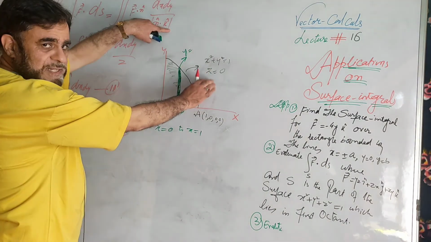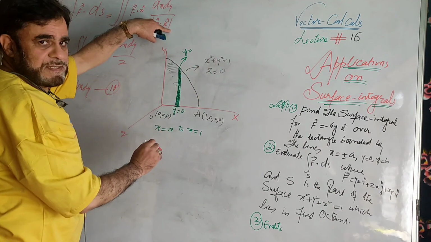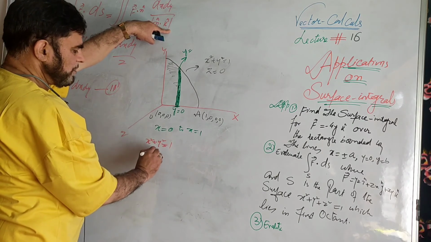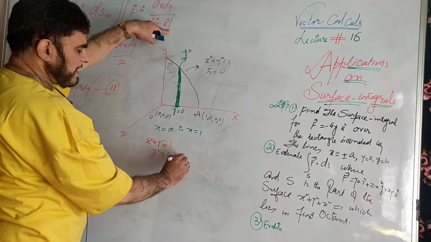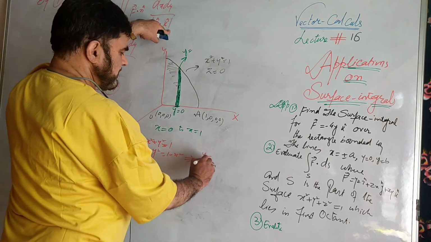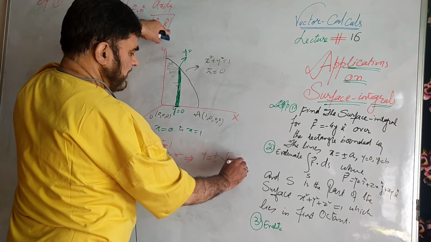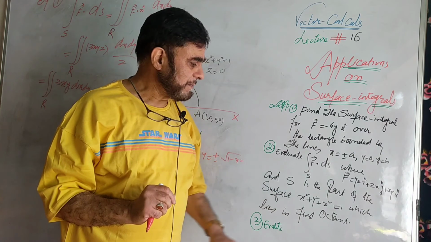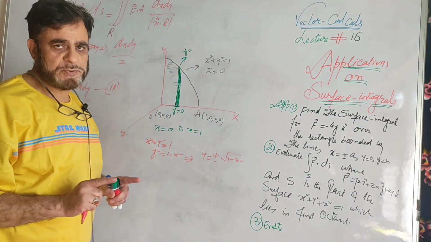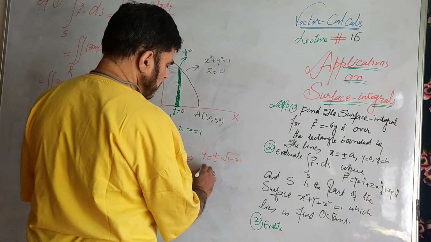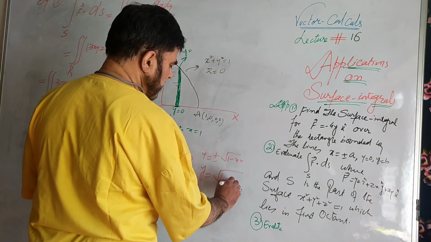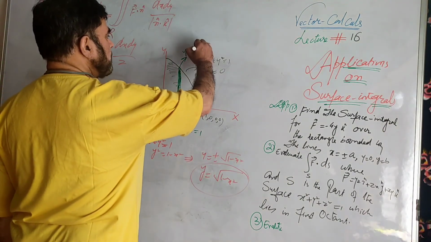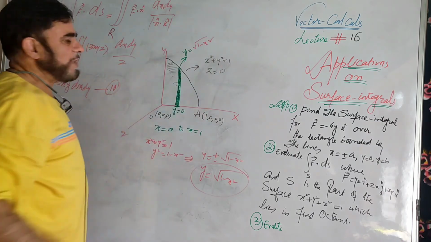You have in this xy plane, x square plus y square is 1. That gives you y square is 1 minus x square. That implies y is plus minus under root of 1 minus x square, but your sphere is given to lie in the first octant. When it is in the first octant, you have to choose the positive value of y. So y is under root of 1 minus x square. Therefore you have got the value for y.